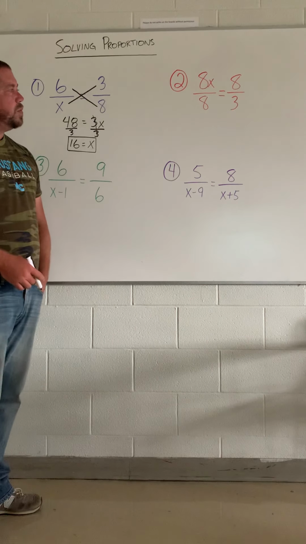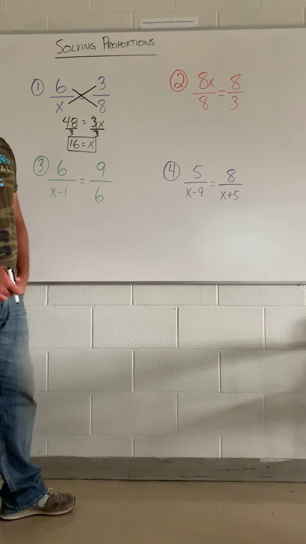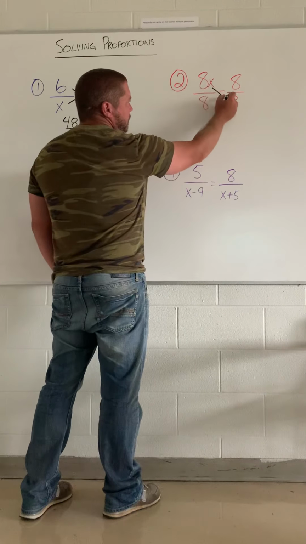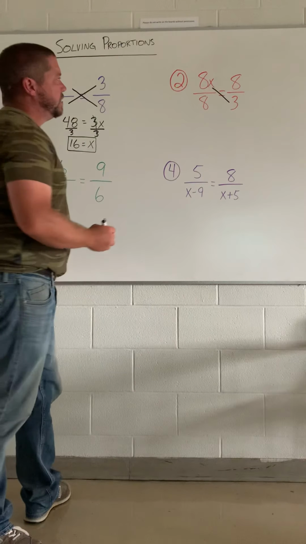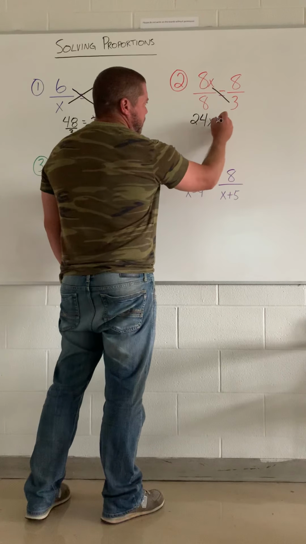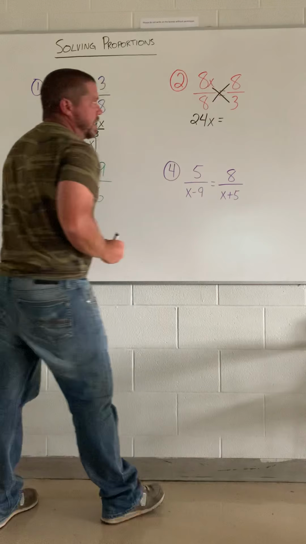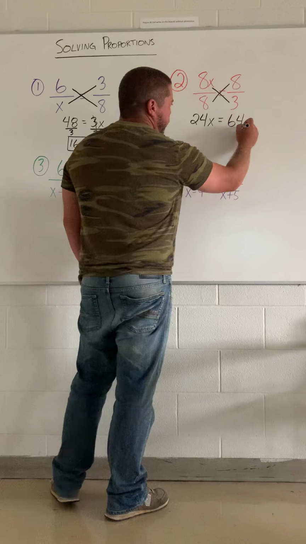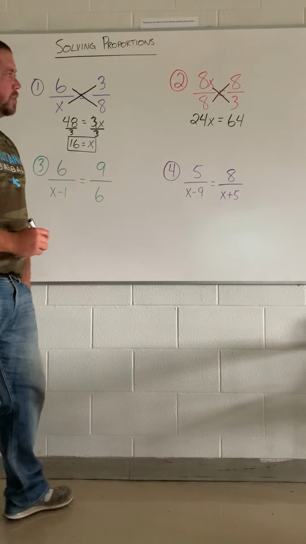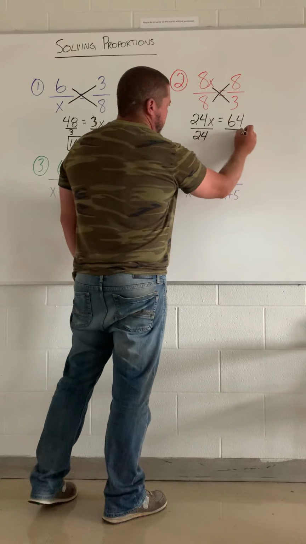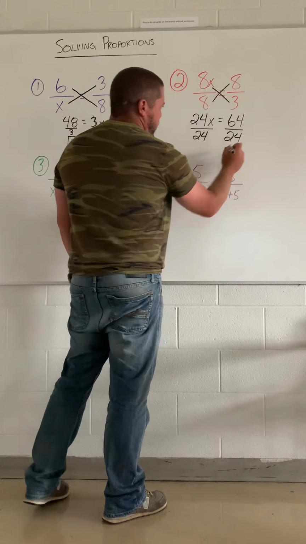Okay, when we get to number 2, we can't really think our way through this one because the numbers don't come out as clean. So we're going to cross multiply. 8x times 3 is going to be 24x is equal to 8 times 8, which is 64. Then you're going to divide both sides by 24. It's going to leave us with 1x on that side.